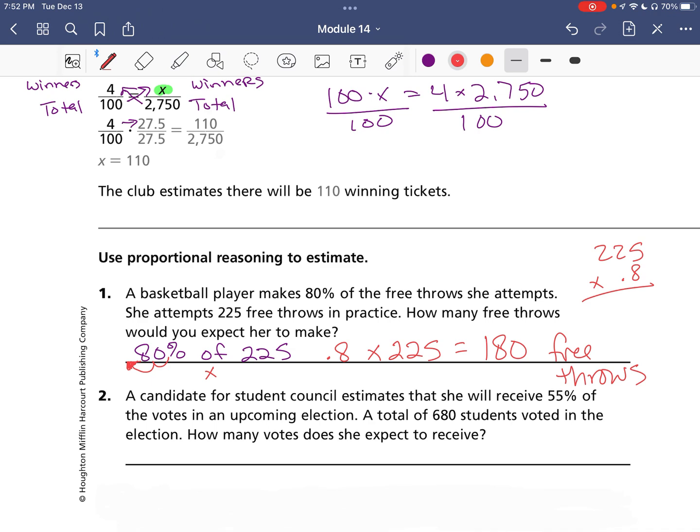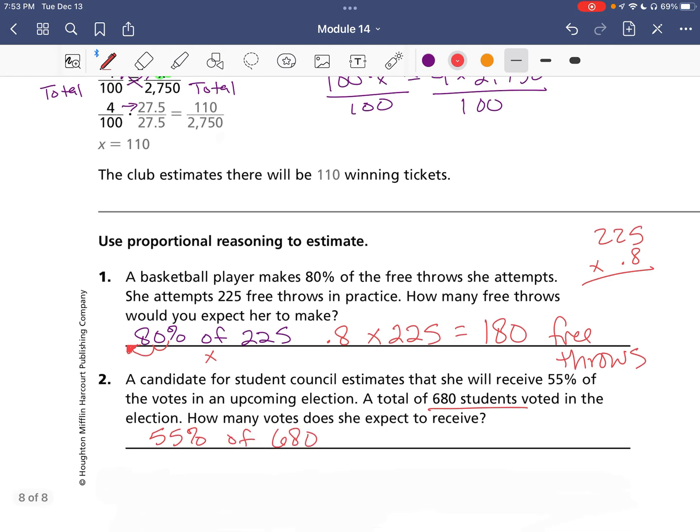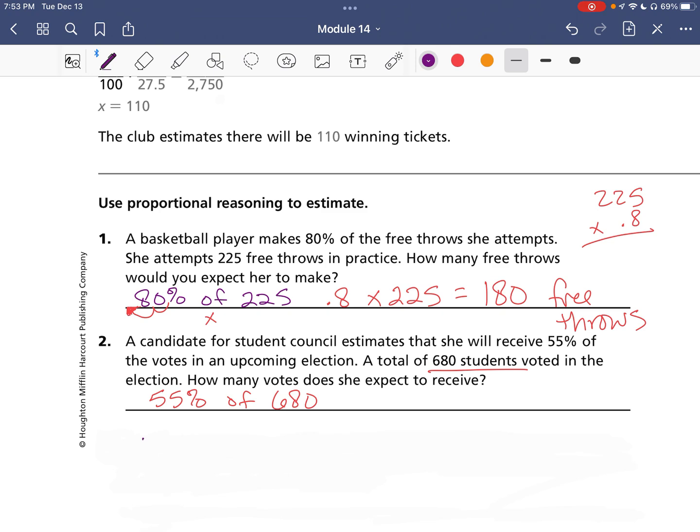All right, we have a candidate for student council that estimates she will receive 55% of the votes in an upcoming election. There's a total of 680 students voting in the election. How many votes does she expect to receive? So here we have 55% of 680. Change that to a decimal. Actually, why don't you try that one on your own? Pause your video, change it to a decimal, multiply it out. Don't forget your decimal again. What do you get as an answer? Pause the video. When you're good to go, hit play.